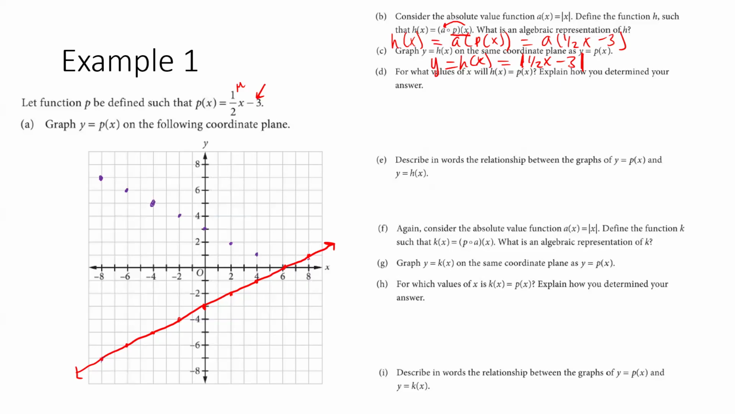Is it going to change my positives? No, my positive outputs are going to stay the same. They're going to stay positive outputs. So this would be my new function. This would be my h of x. That would be me taking my linear function and plugging it into an absolute value function.